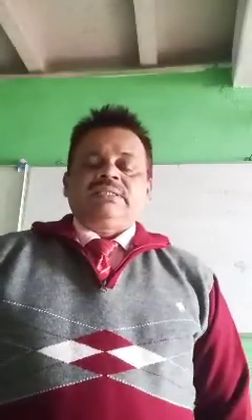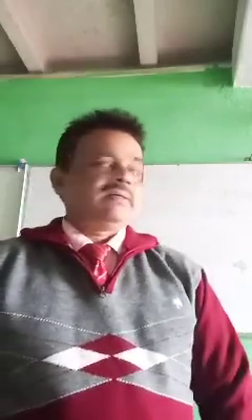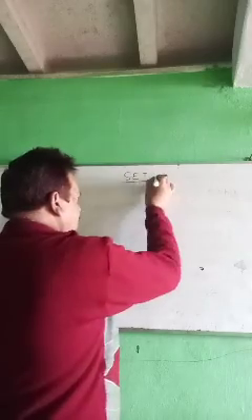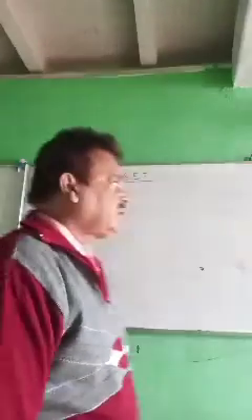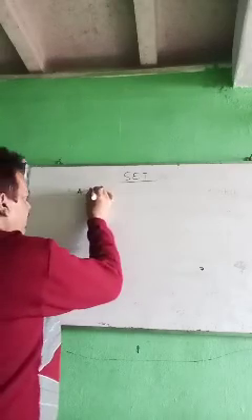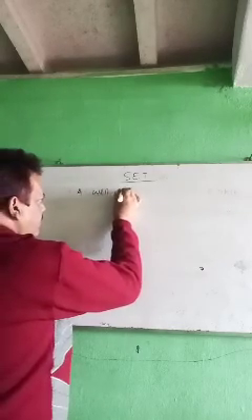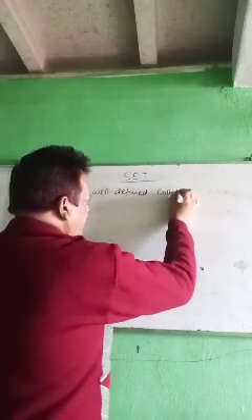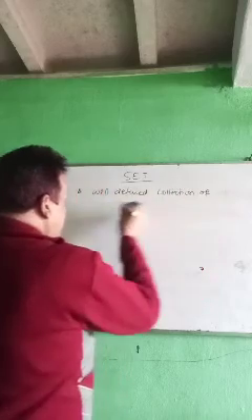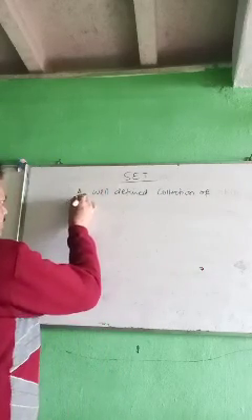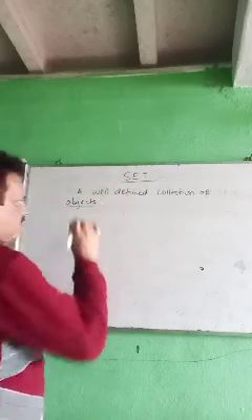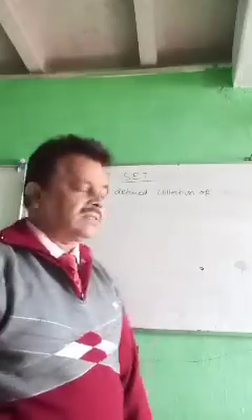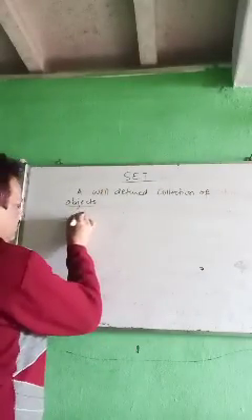So we'll start with one easy chapter, the first chapter, that is called set. So what is called a set? Set is called a well-defined collection of objects. What is called a well-defined collection of objects? Suppose I write down one example here.